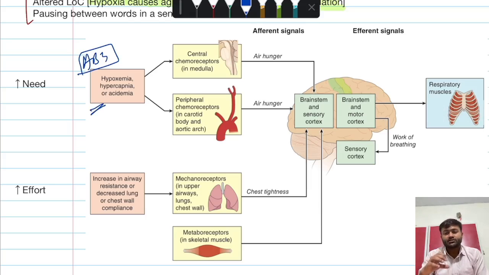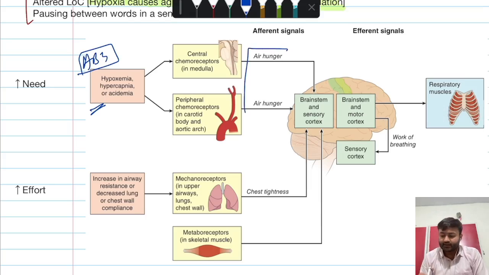This information is sensed by the central and the peripheral chemoreceptors. Central chemoreceptors are present in the medulla. The peripheral chemoreceptors are present in the carotid body, the aortic arch, and the aortic bodies that are present over there. Now the sensation that we get from this increased need pathway: increased need means increased ventilation is necessary by the body. So the patient will try to inspire more, and this is experienced as air hunger. The need exceeds what can be provided by the respiratory system at maximal efficiency.